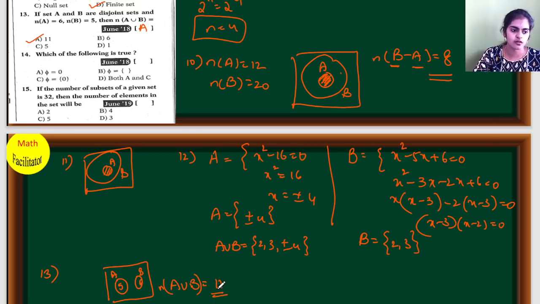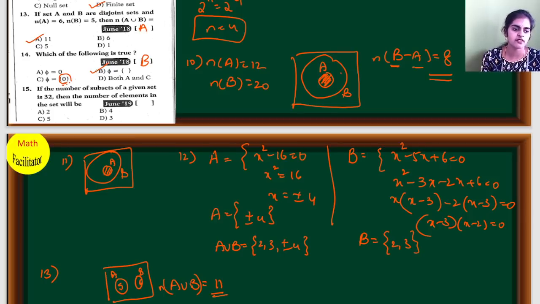Which of the following is true? So 5 equal to 0, 5 equal to empty set, 5 equal to brackets with 0, and both A and C. 5 is equal to empty set, null set. There is no single element also. Okay, this is called singleton set. It is again different. Okay, so B is the correct option.